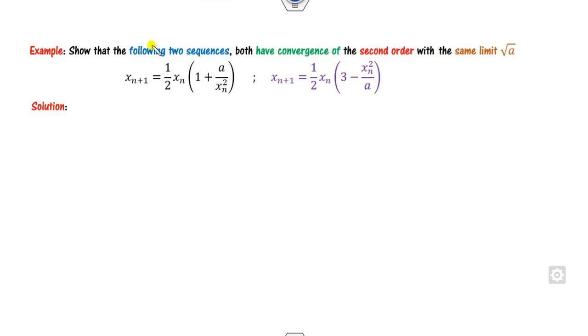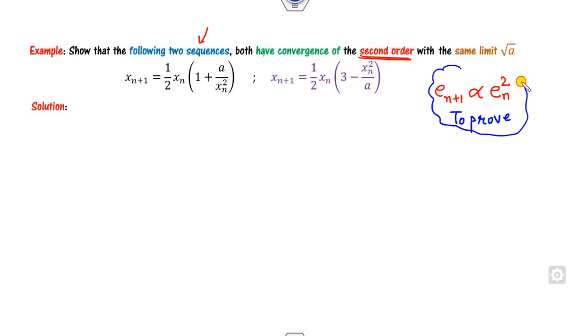Look at another one. Show that the following two sequences, this and this, both have convergence of the second order. What is the meaning of that? Your target is to prove something of this nature. This is our target to prove.